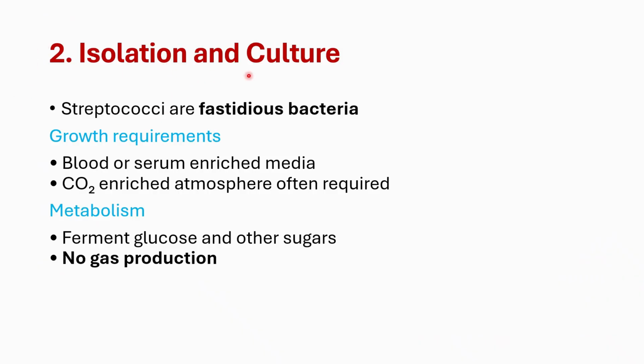Next is isolation and culture. The streptococci are considered fastidious organisms. It means they require enriched culture media for their growth. They don't grow in the normal nutrient agars. They grow best on media supplemented with blood or serum. And the growth of many species is enhanced in a carbon dioxide enriched atmosphere. These bacteria will ferment glucose and other sugars, but importantly, they do not produce gas during fermentation.